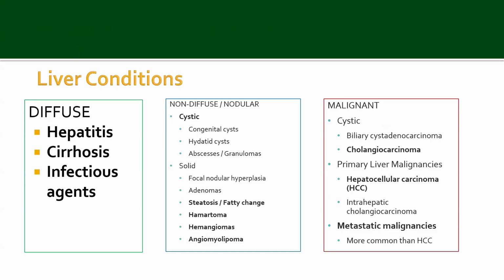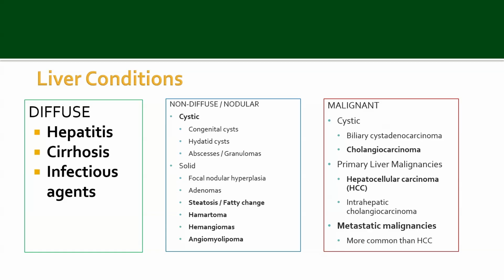Next, we're going to discuss some liver conditions. I've broken these up into 3 different categories. That would be diffuse, non-diffuse/nodular, and malignant. I won't discuss every single condition that can go on with the liver just because then we would be here for hours on end. So if you're watching the actual podcast, the ones in bold are the ones that I'll be discussing.